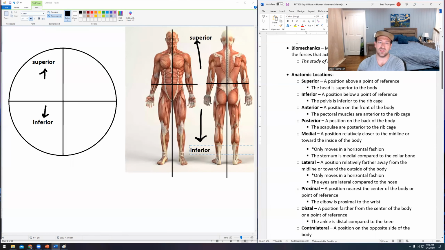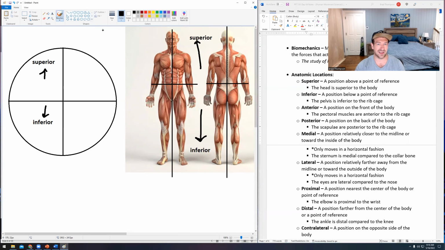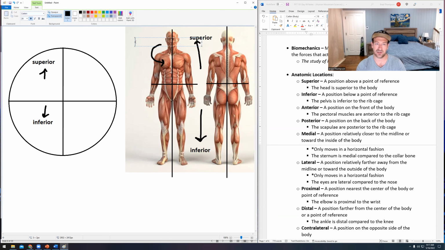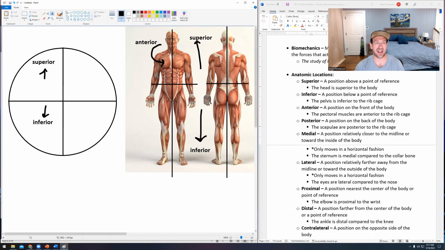Next one is a position that I can't do on the circle here. We've got a position on the front of the body. I can't really draw 3D, but we'll do almost a sort of rotation on the front here. That's going to be considered anterior. So that's the front. And then posterior will be the back. So we'll go on this side.